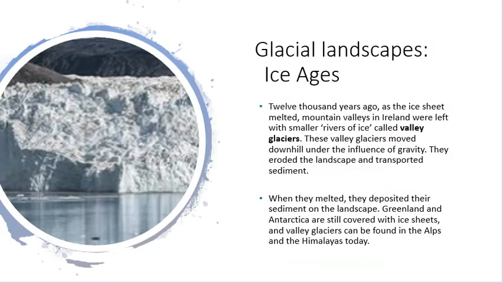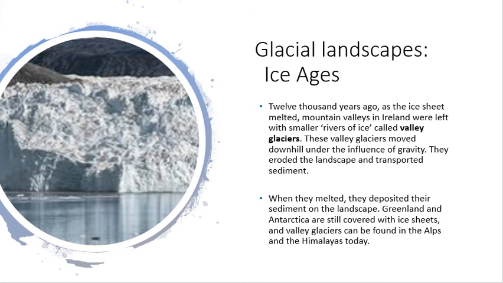So, for example, 12,000 years ago, as the ice sheet melted, mountain valleys in Ireland were left with smaller rivers of ice called valley glaciers. So in Ireland, guys, basically a valley glacier is an ice glacier that's a bit smaller, on a valley, right? And when this glacier moves down this valley, what does it do? It's going to erode the landscape.